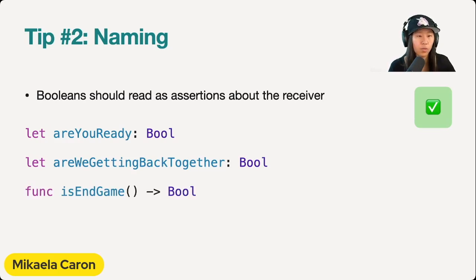And then we can also do this with functions. So we have a function called isEndgame. It's again a yes or no answer, so that means it's something that is true or false.